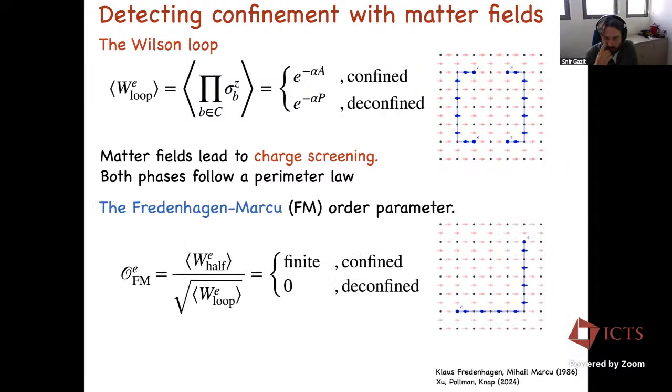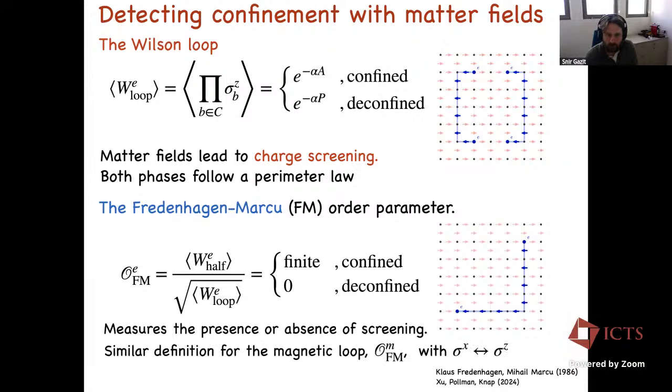There's a very nice trick to circumvent this. It's known as the Fredenhagen-Marcu order parameter, which is a ratio of half a loop with two ends of electric charge with the square root of the full loop. In principle, what this order parameter detects is the presence or absence of the screening mechanism that arises in the confining phase. And one can also define a similar observable for the magnetic loop by interchanging the roles of sigma x and sigma z.